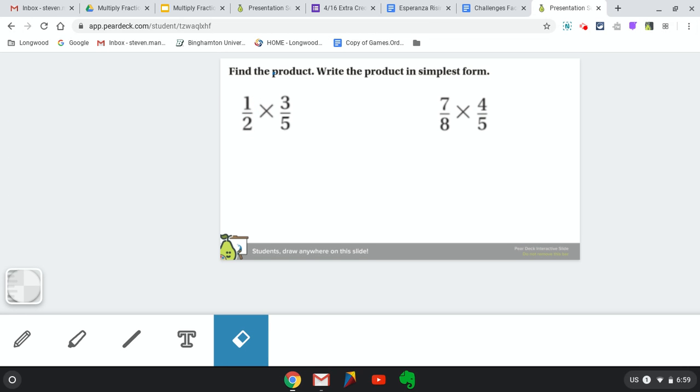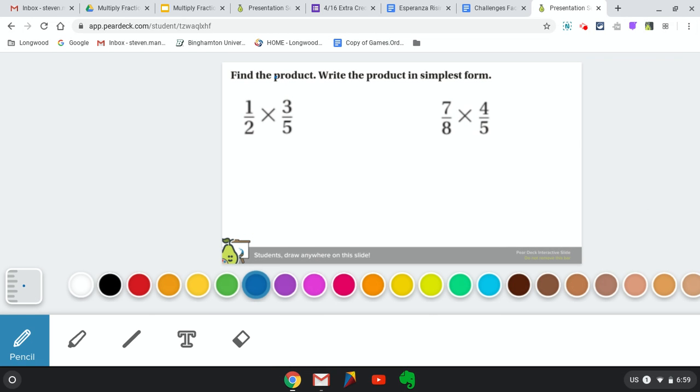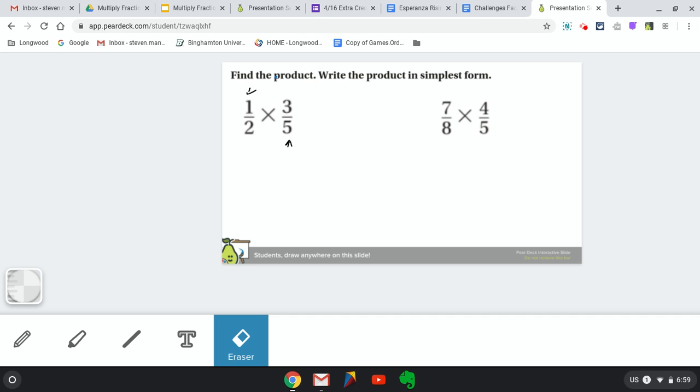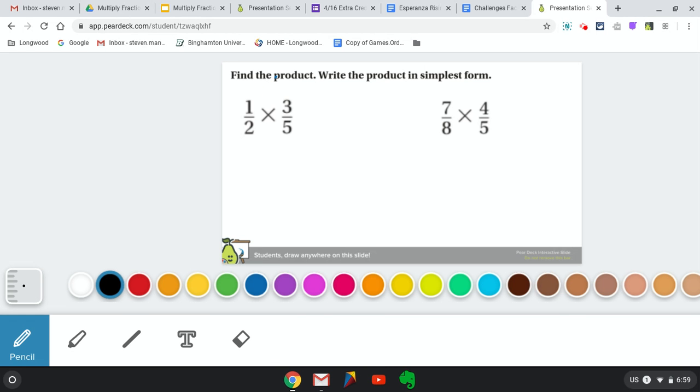So again, when we look at our cross simplifying here, we're going to be looking at this numerator here and the opposite denominator and saying, is there any number that I can divide into both of them? So that means really we're thinking about the factors of it. For the numbers 1 and 5, the only number that can go into both of them is the number 1. And that's not going to change anything. So we're not going to divide by the number 1.